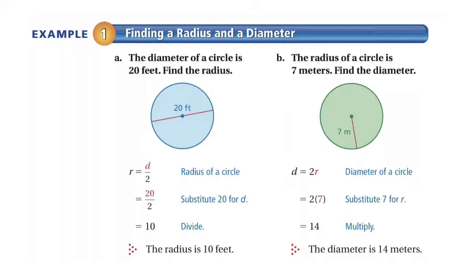For part B, it says the radius of a circle is 7 meters. Find the diameter. We write the formula down, and always write the formula down, not because these problems are so hard, but you need to start getting in the habit of writing a formula and then substituting in. So you write the formula down. D equals 2R, for diameter equals 2 times the radius. Well, it says the radius is 7, so diameter equals 2 times 7. The diameter equals 14, or 14 meters. Now you try a couple.